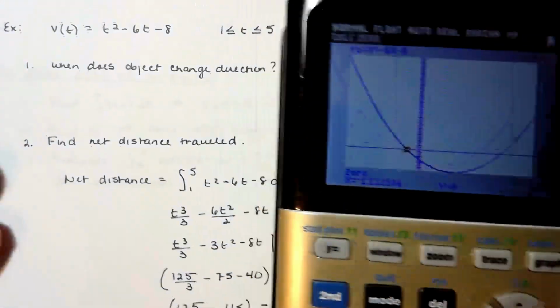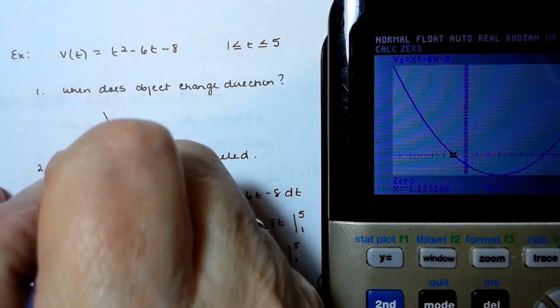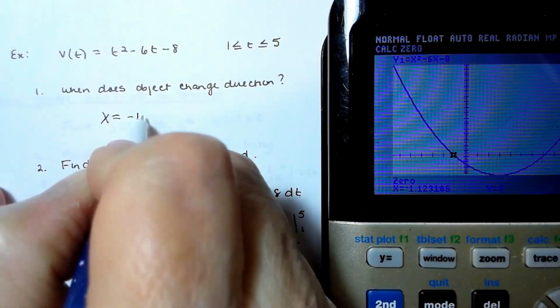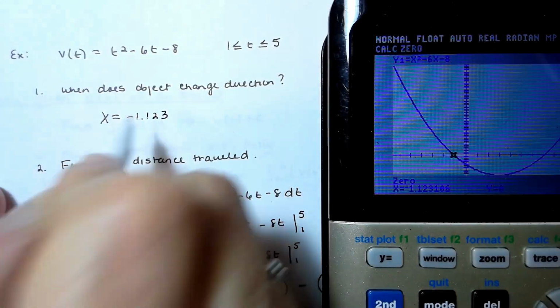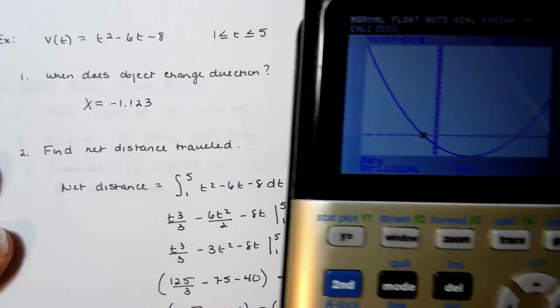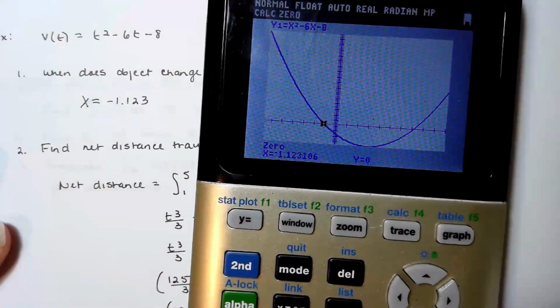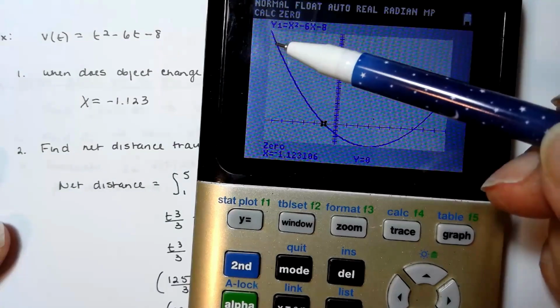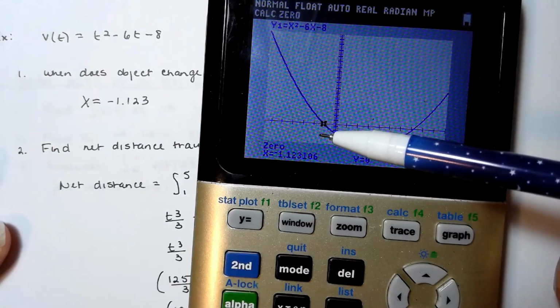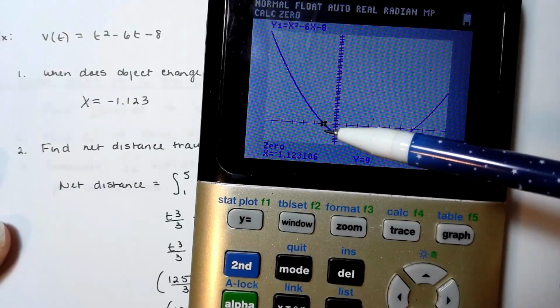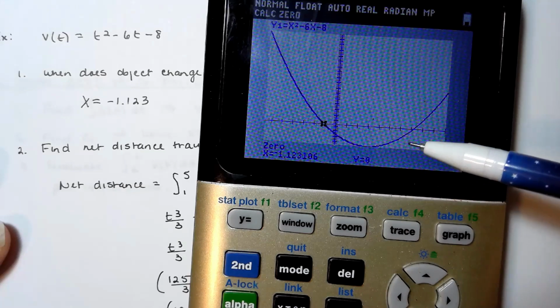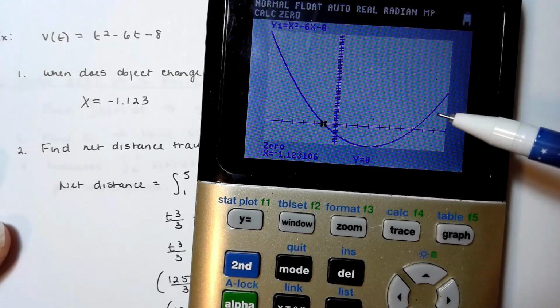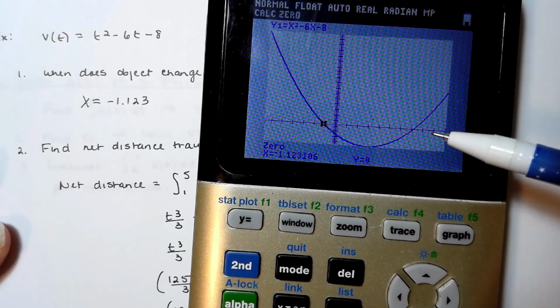Okay, so I'm going to write that down. At x equals negative 1.123. 3 places past the decimal for AP. And then I'm going to find the other one, right, because it's moving to the right up until negative 1.123. Then it becomes negative, so it's going to move to the left until it hits this point, and then it's going to turn around and start moving to the right again.